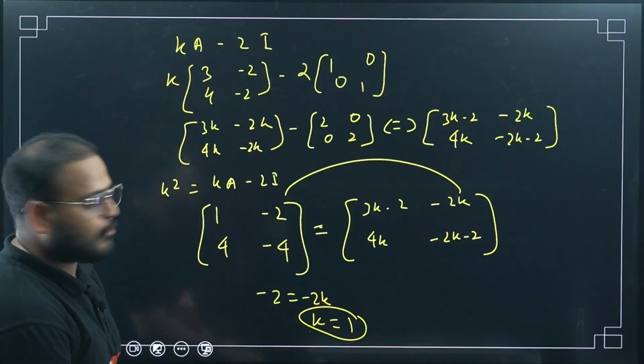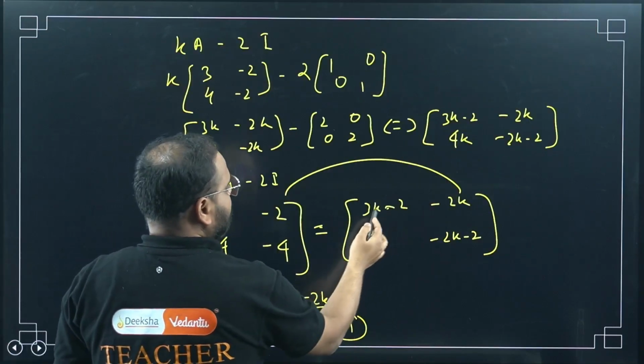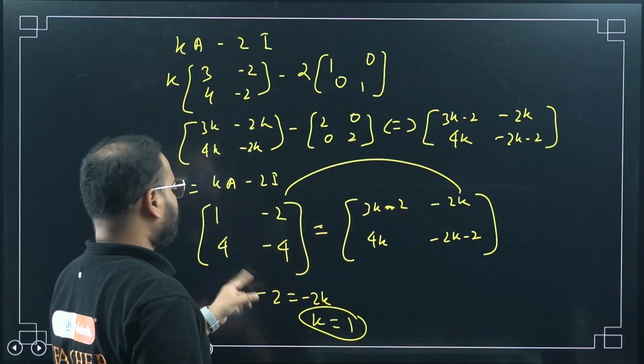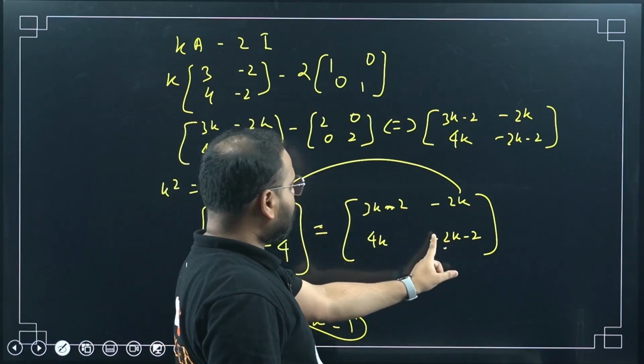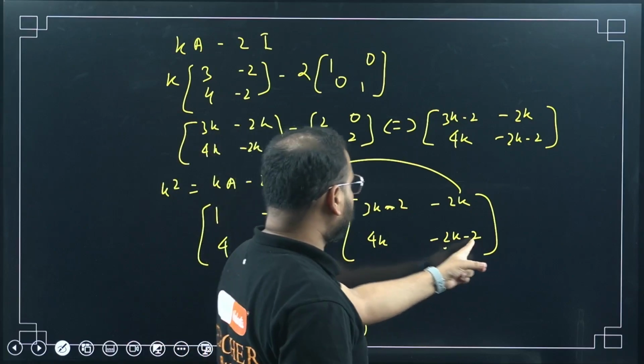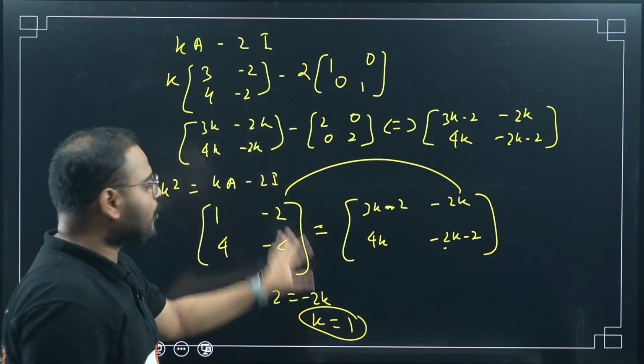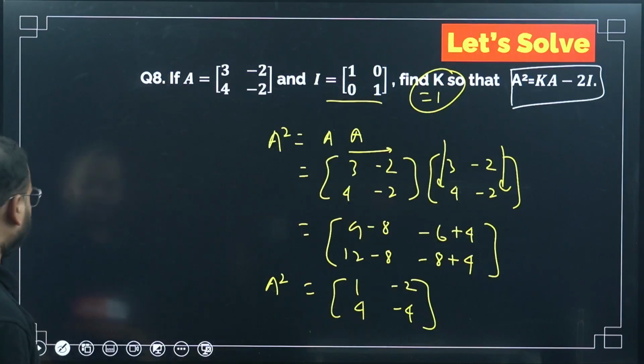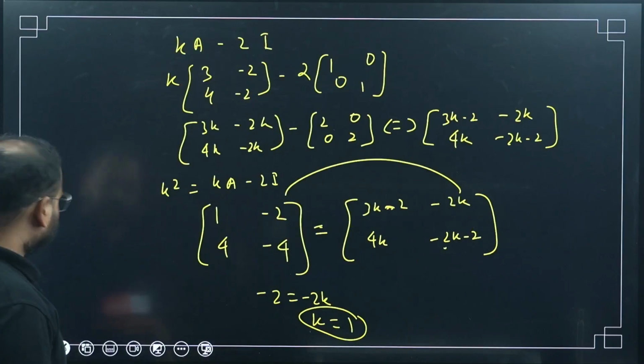If you want to check, you can check. Here, 3 into 1, 3 minus 2 is 1. Here 4 into 1, so 4. k is 1, so minus 2 into 1 will be minus 2, minus 2 and minus 2 is minus 4. So it's valid for all the other values also. So k equal to 1 is your answer. Look at this. I hope this is visible. This also is visible. Yes, moving on.